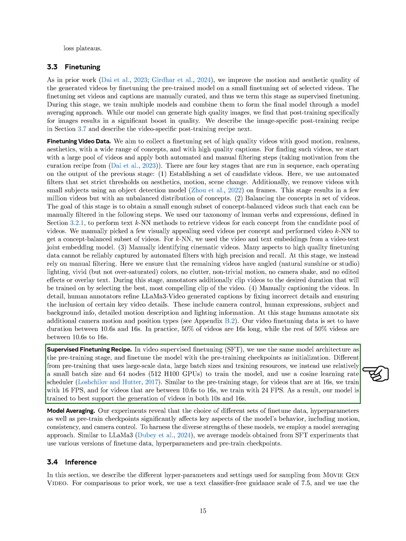In the supervised fine-tuning stage, we use the same model architecture as in pre-training, initializing with pre-training checkpoints. Unlike pre-training, which uses large-scale data and resources, we use a smaller batch size and 64 nodes to train the model, employing a cosine learning rate scheduler. For videos lasting 16 seconds, we train at 16 frames per second, and for those between 10.6 and 16 seconds, we train at 24 frames per second, ensuring our model effectively supports video generation in both durations.